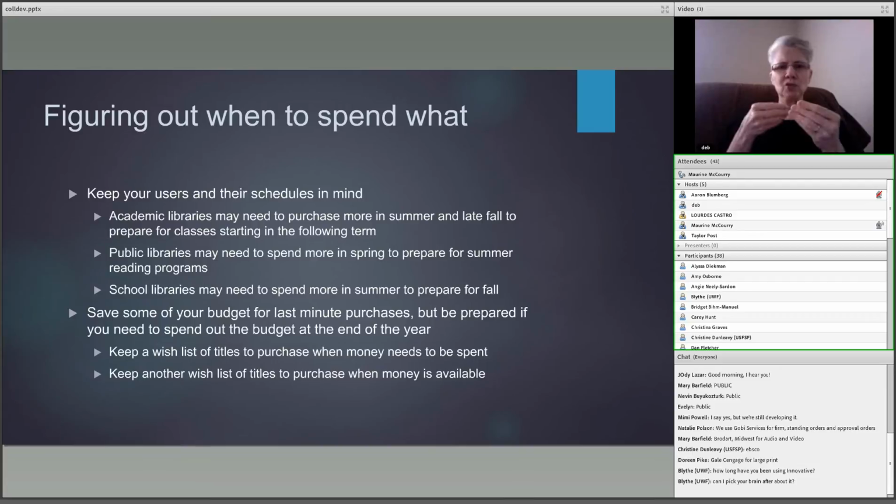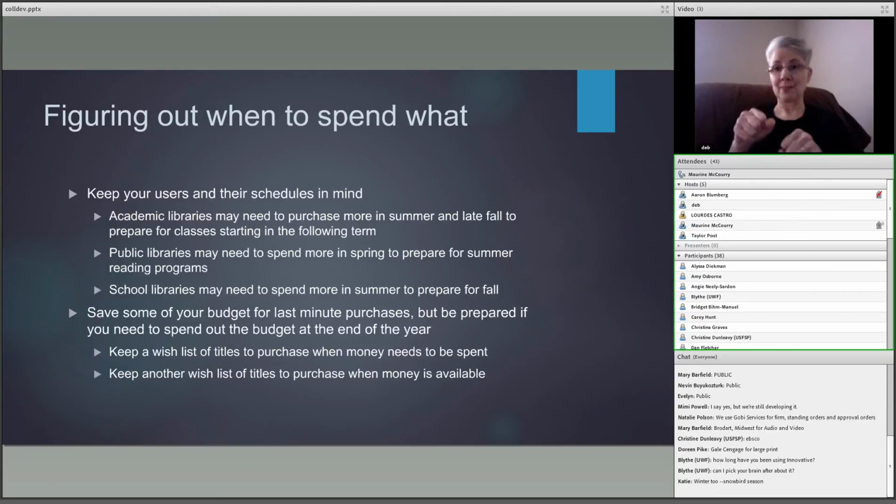it. School libraries, again, probably need to prepare for those cycles of coursework, of curriculum. Probably need to buy a lot of material to prepare for the fall classes. You probably should save some of your budget for last minute purchases if at all possible, but you also need to be prepared if you need to spend out your budget at the end of the year.